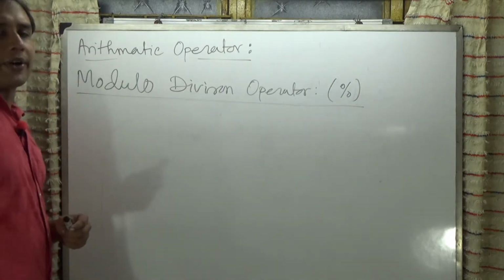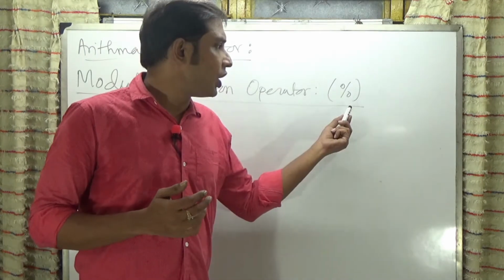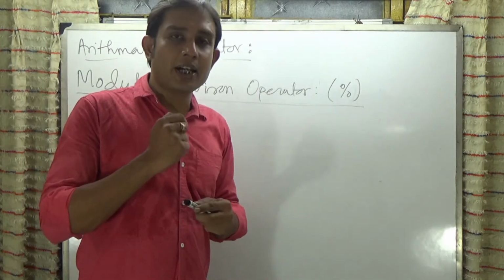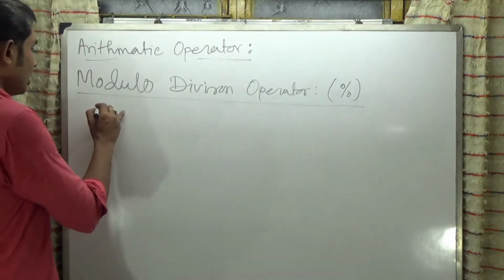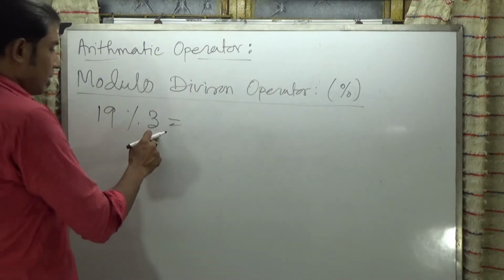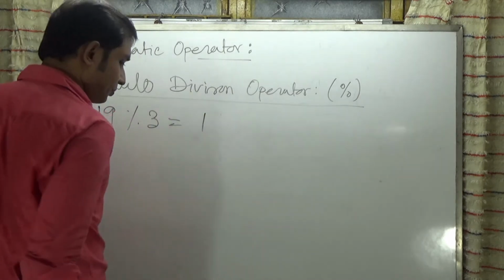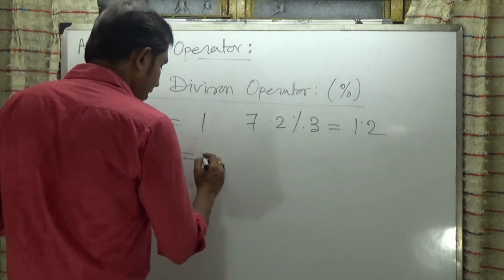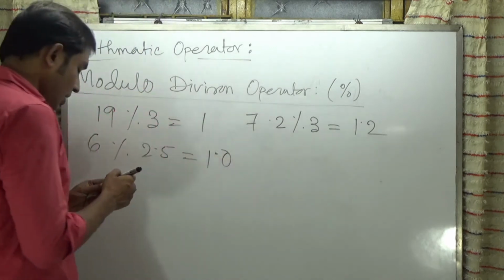Now the modulo division operator. The modulo operator, which is denoted by the percentage sign, returns the remainder, not the quotient. So if I divide, suppose, 19 modulo 3, the quotient is 6 and the remainder is 1. And 6 modulo 2.5 returns 1.0.